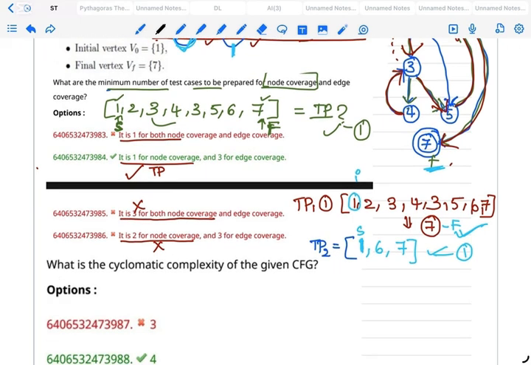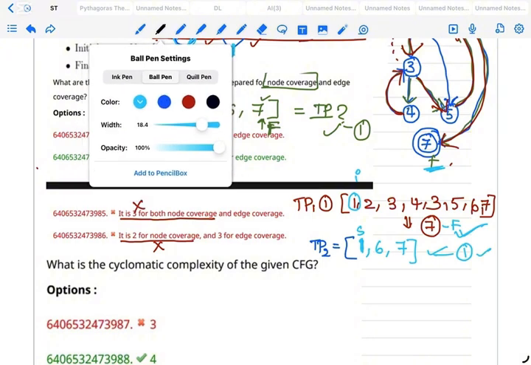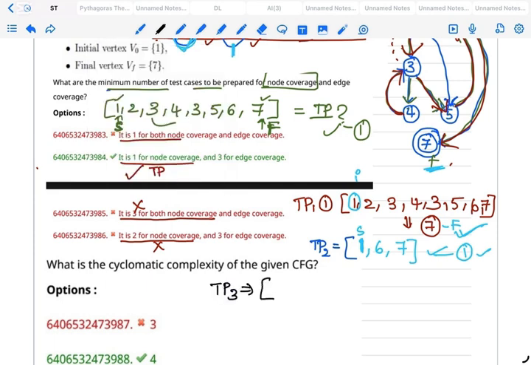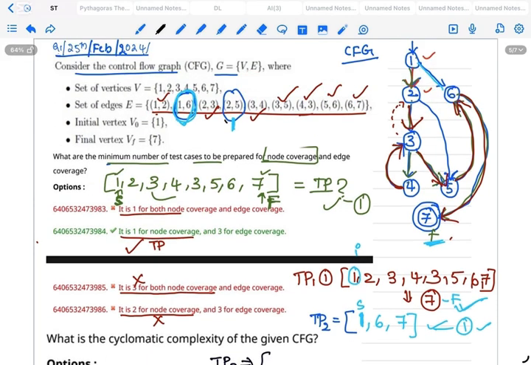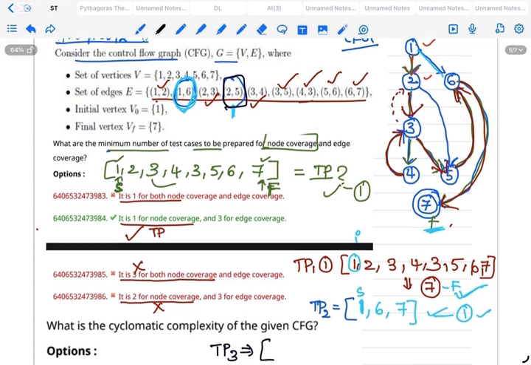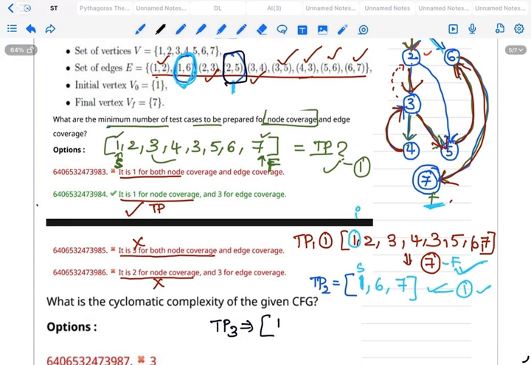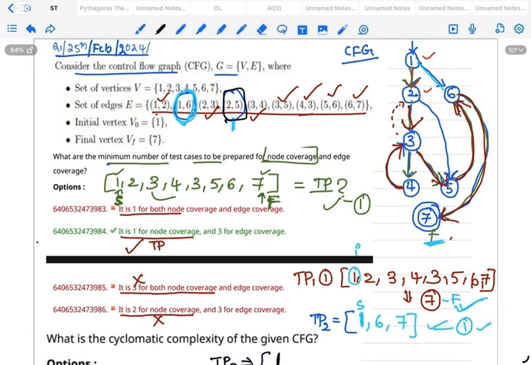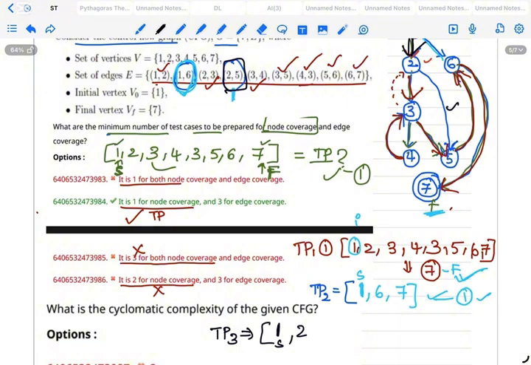This test path covers 2 to 1 edge, and test path 1 covers 7 edges. The next one we want to cover is edge 2 to 5, which is not covered, so this one, 2 to 5, is empty. A test path always starts at the initial vertex, the start vertex, that is 1. We want to cover this edge, so we will go in this direction, 1 to 2.